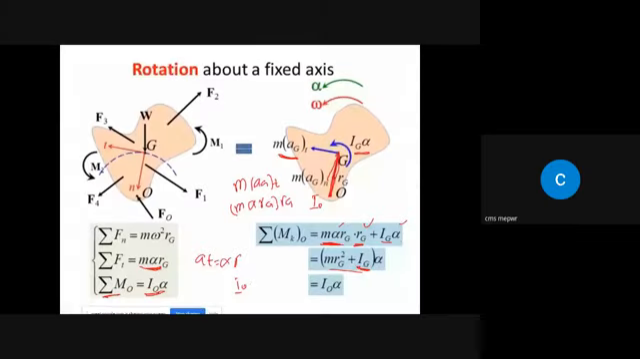So I_O, if you want to find it, and if you already know the moment of inertia at point G, how can you do it? This can be M multiplied by the perpendicular distance squared. We can write this from the parallel axis theorem. So from the parallel axis theorem, we can replace this term by I_O alpha.